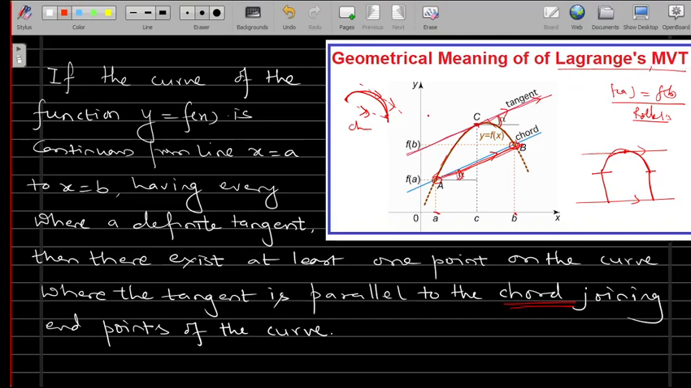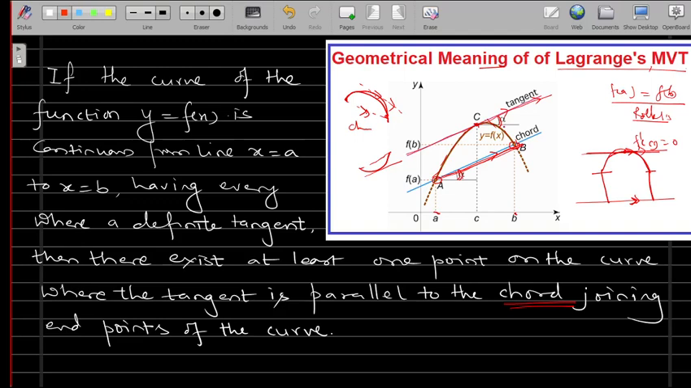Mean value theorem. It may be like this or like this; in any form we can obtain it. Here the slope of the chord equals the slope of the tangent in Lagrange's mean value theorem. In Rolle's theorem, there exists a point where the tangent is parallel to the x-axis, or f dash c equal to 0. The slope is 0, since the tangent is parallel to the x-axis in Rolle's theorem.